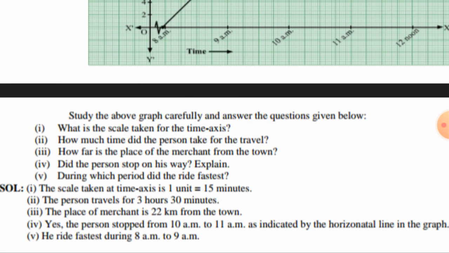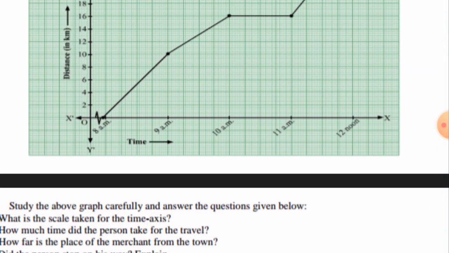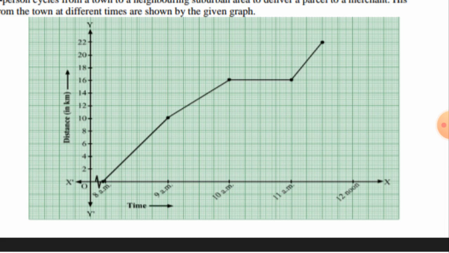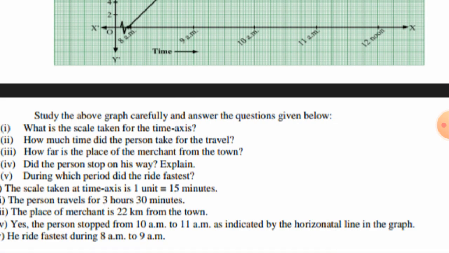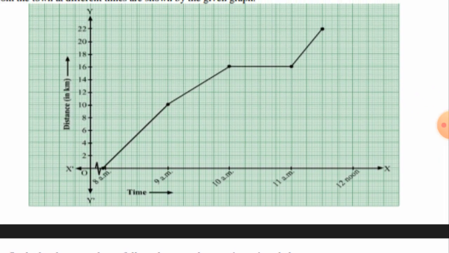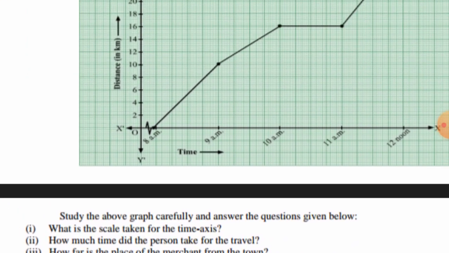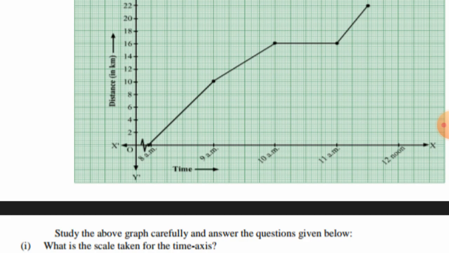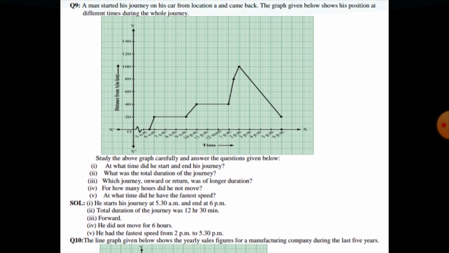Now fifth, during which period did he ride fastest? So in which period did he ride fast? Here the fastest growth is shown from 11 a.m. to 12 noon. So from 10 to 11 he is stopped, and 11 to 12 it is fast. So he rode faster during 11 a.m. to 12 noon. Now similarly see question number 9.